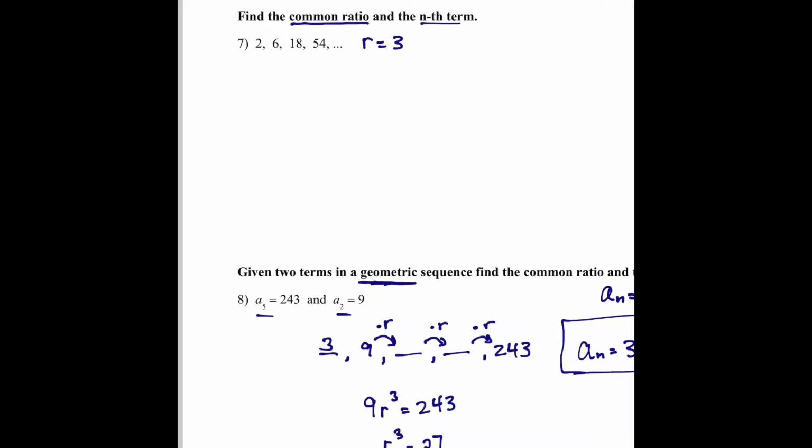And since we know this is a geometric sequence, the nth term is exponential in form. So it's the first term times the common ratio to the power of n minus 1. So the first term there is 2. Common ratio was 3 to the power of n minus 1.